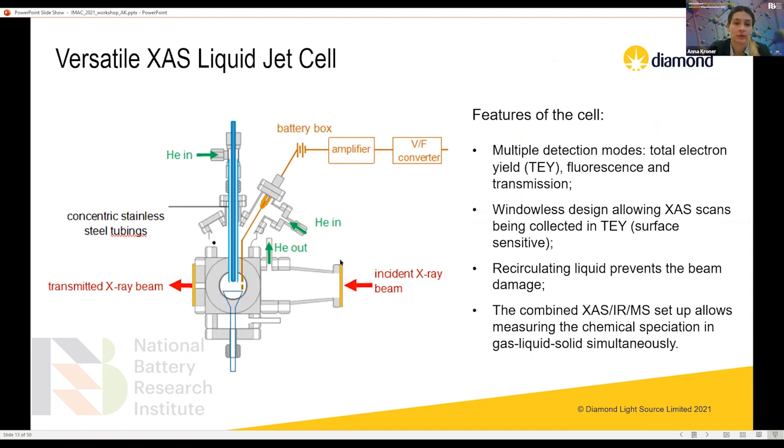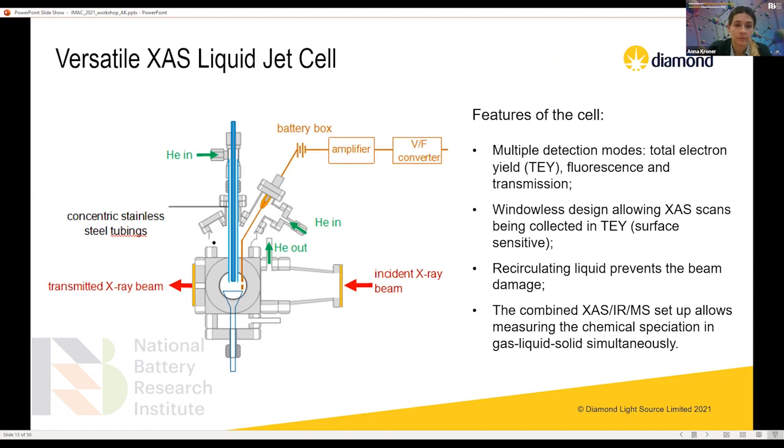We have the windows on both sides to allow X-rays to come in and out. We also have the possibility to introduce gases, which is a key part of the setup. And this blue line is the capillary. This is our liquid jet main component, which is connected to the reaction cell. With this cell, we were able to carry out measurements using 3 different detection modes. We could probe the sample using total electron yield, which provides very surface sensitive information. We can penetrate the sample down to 100 angstroms.